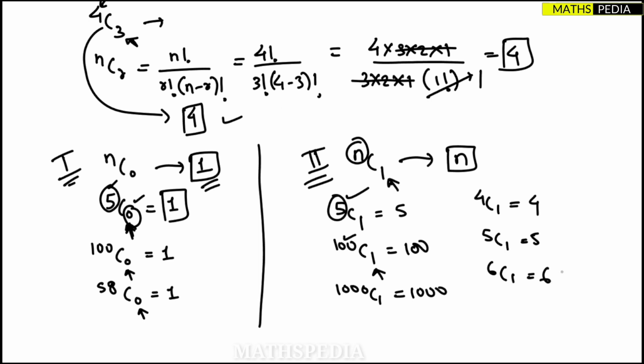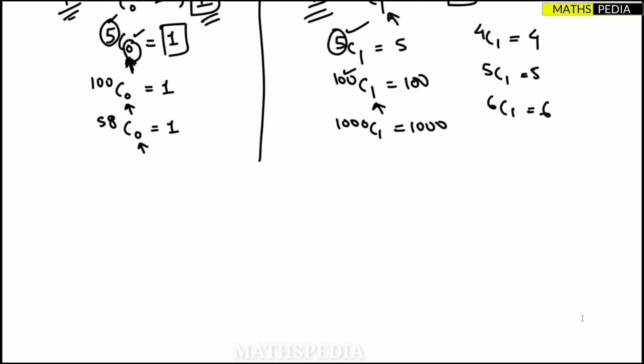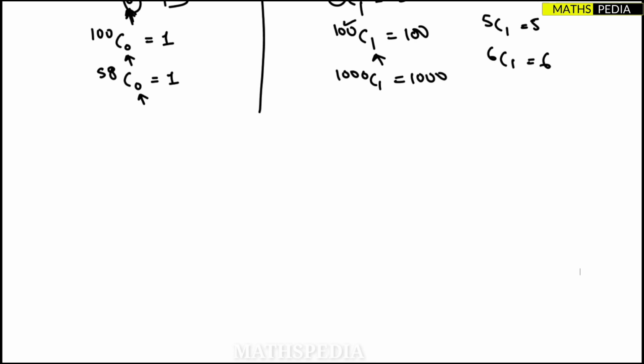Done. The third important part is quite important. It means you have to rewrite the combination. What is the third type? You have to rewrite the combination, nCr. You have to learn how to rewrite.